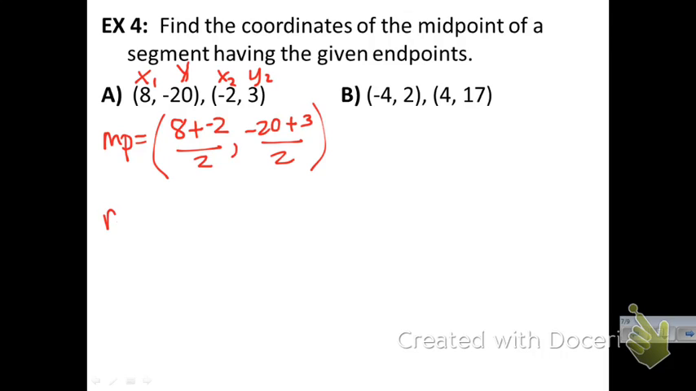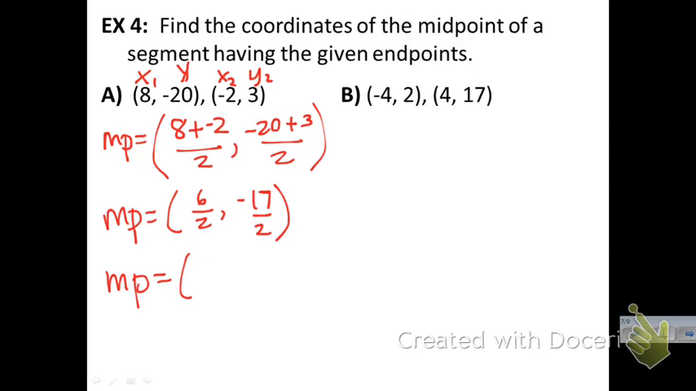So we'll go ahead and simplify that. 8 plus -2 is 6 over 2. -20 plus 3 is -17 over 2. And we'll go ahead and simplify those. And 6 divided by 2 is 3, and -17 divided by 2 is -8.5.